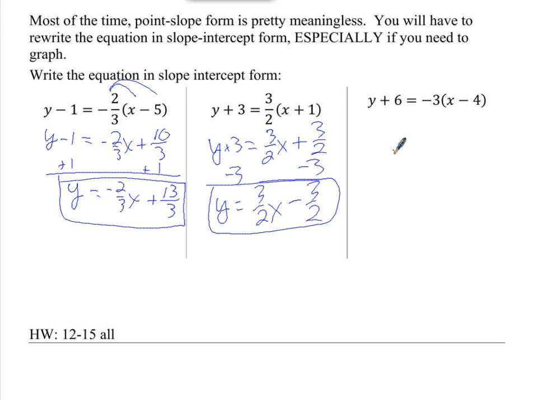What do we do first? Distribute, so we get y plus 6 equals plus 12. Good. And then subtract 6 from both sides, and we get plus 6. Way easier to graph if you were asked to graph that than it would have been in this form here, because then you got to think about, okay, is it positive or negative? What's my ordered pair? Then you got to graph that and then use the slope. This makes it very easy. 12 through 15 on your homework assignment, you're capable of doing those now.